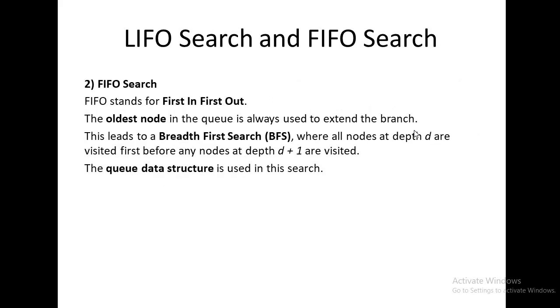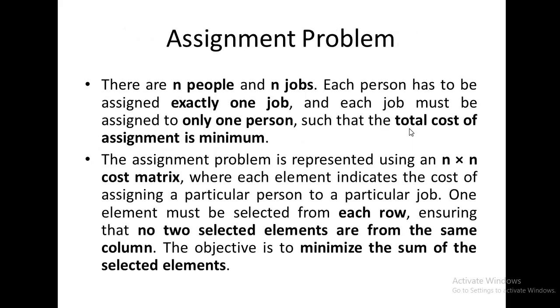FIFO is first in first out. The oldest node in the queue is always used to extend the branch. Here we are using breadth first search, where all nodes at depth t are visited first, before the nodes at depth t plus 1 are visited. The queue data structure is used in the search.